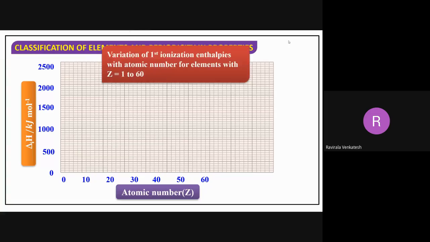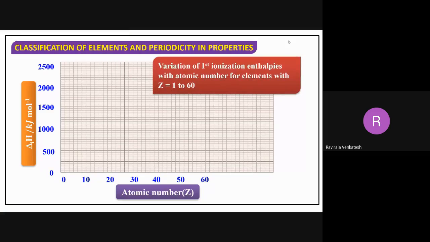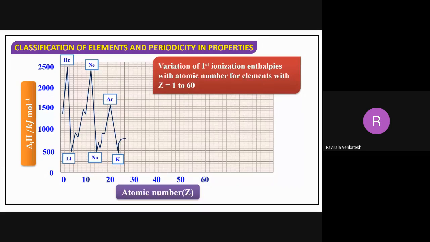Now let me show this one. Elements 1 to 60 are there. How are they varying? If you observe here, helium, lithium, isn't it? See, in this way it is varying. Observe here in any period. For example, here is the first period.